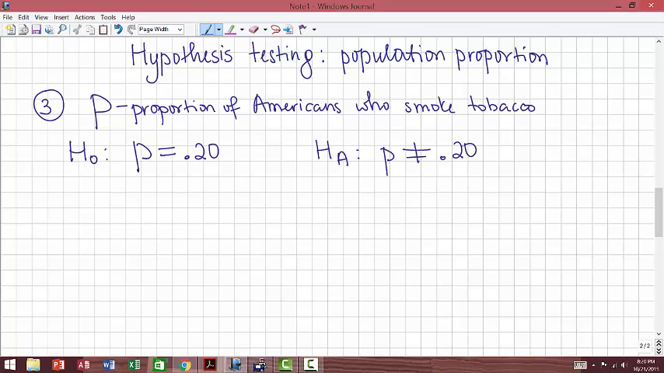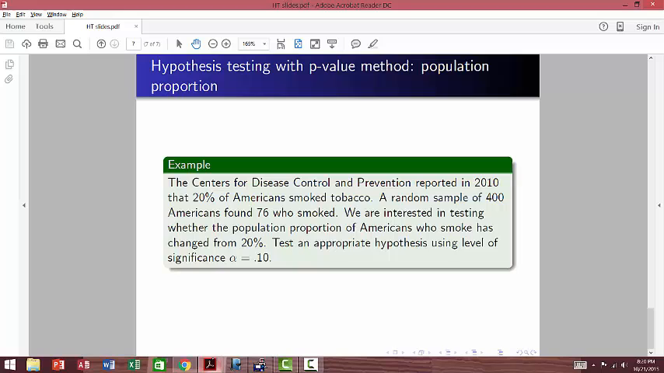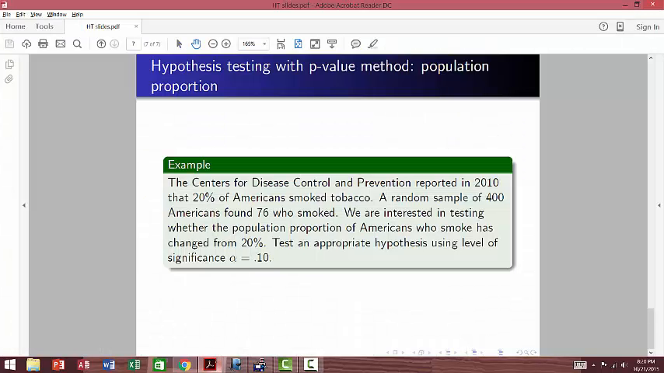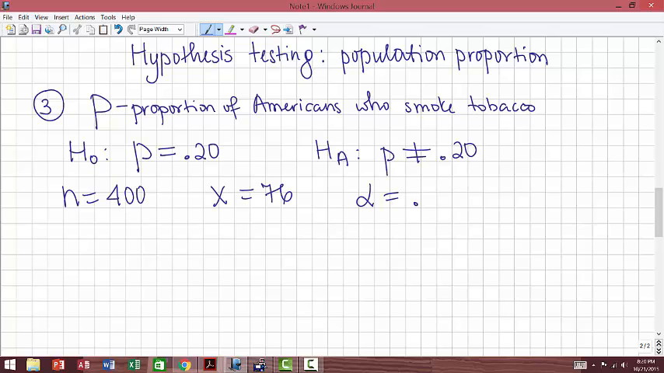So what else do I have? I have a sample of 400 people, and 76 of those smoked. So x is 76. My level of significance is alpha equal to 0.10. That's the number that I will be comparing my p-value to. So I'm going to use the one proportion z-test to conduct my hypothesis testing.